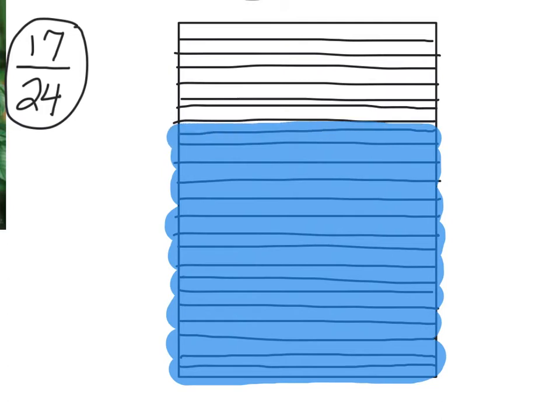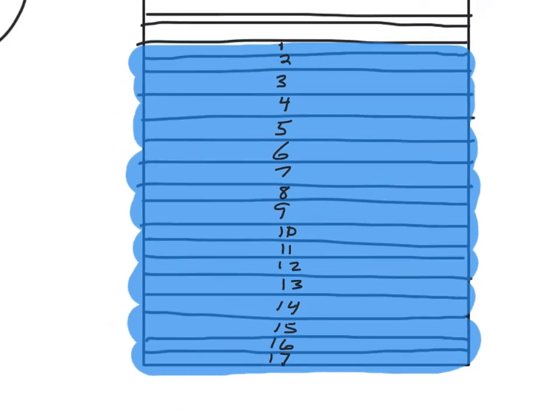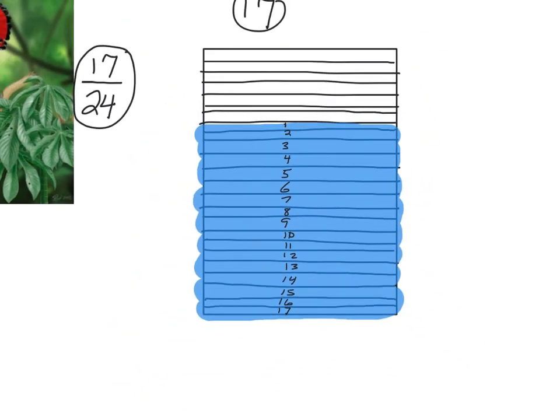So now, I always like to count those, right? So I'm actually going to make this a little bigger so I can draw my numbers in there. And here we go. I've got 1 right here, 2, 3, and so on, up to 16, and 17, right? So I get 17 out of the 24. And as you see, this agrees with my fraction right here.